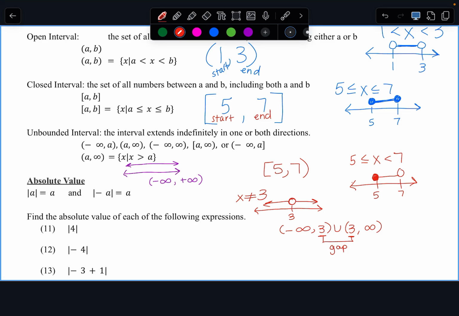We'll see more of that in unit 1, 2, and 3. Sideways 8.